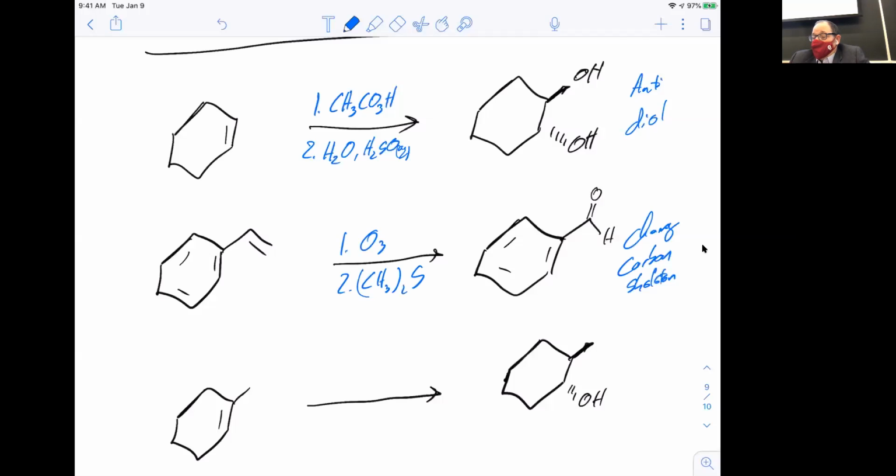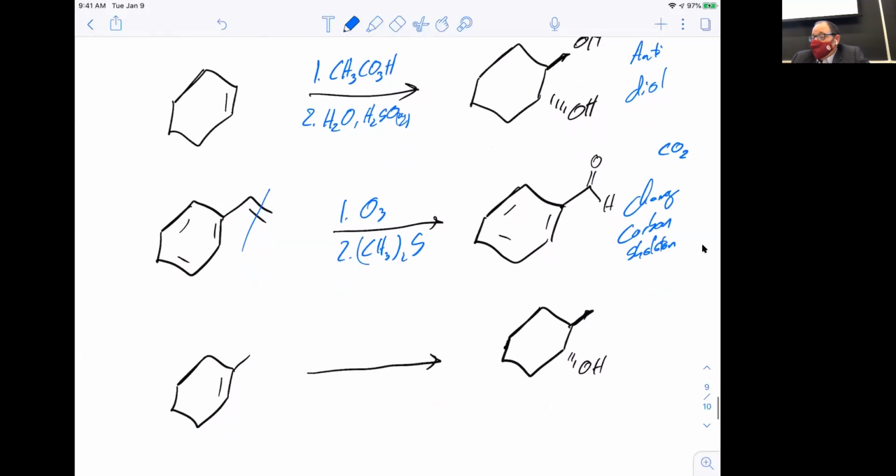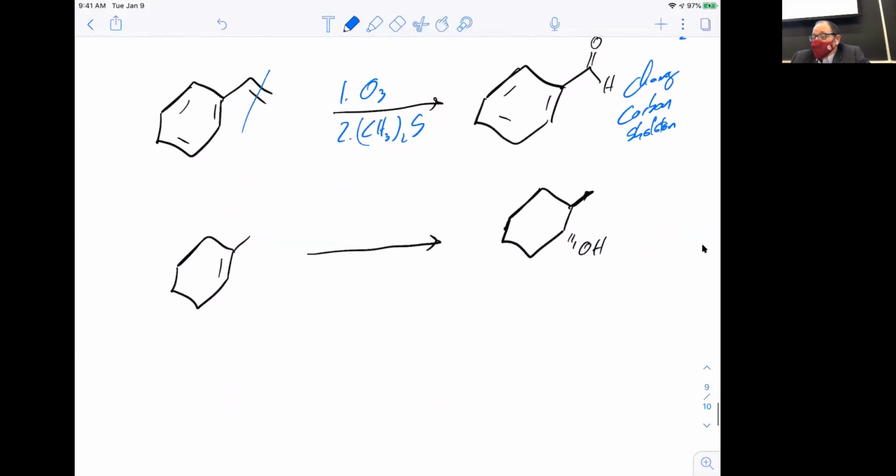What happens is I'm cleaving that double bond, adding an oxygen to both sides. I haven't shown the other product, but it actually turns out to be CO2. And what happens to CO2? It floats off into space. Well, not space, the atmosphere.